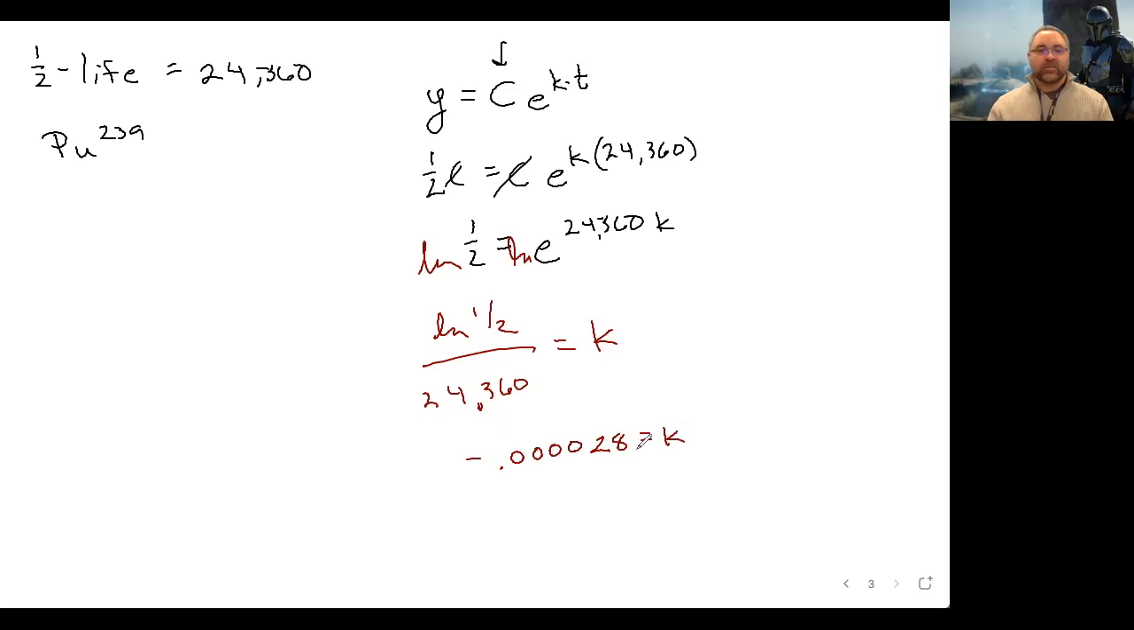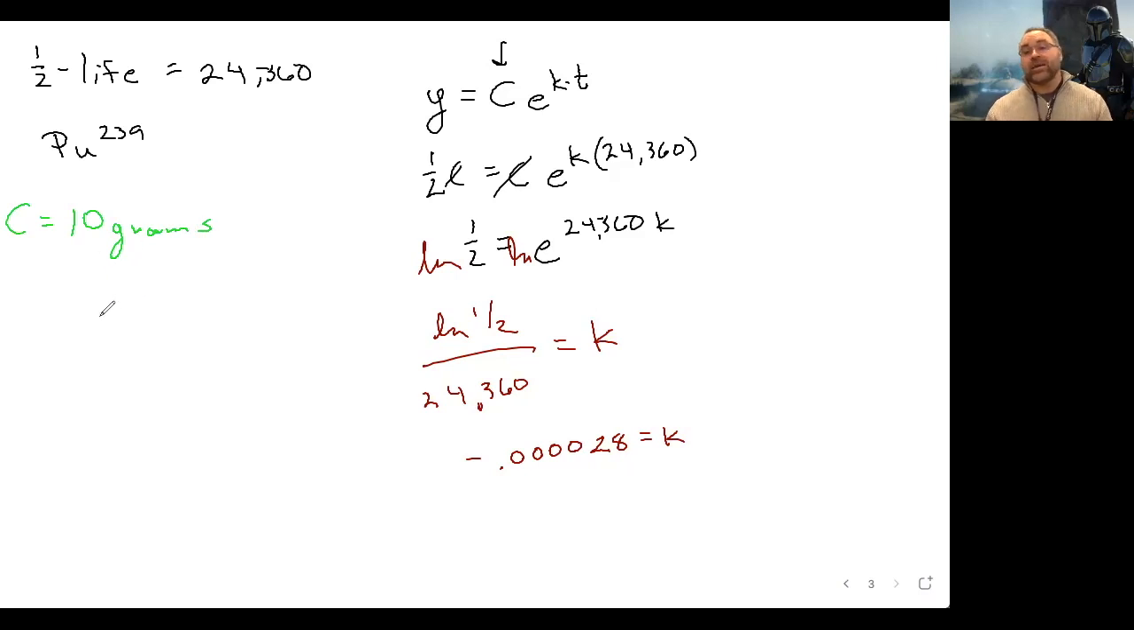Now that we have our constant, we can answer some other questions. Like the example that I have here: suppose that in a radioactive detonation, we release 10 grams of this plutonium. Basically that renders the area uninhabitable. That's a lot of plutonium, a lot of radiation. You would get sick and die quite quickly if you were exposed to this much plutonium.